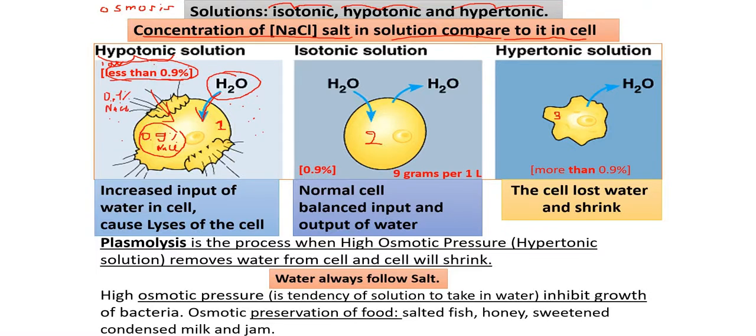And inside of the cell will be 0.9% of the salt. So we have less salt in here than inside of the cell. Outside of the cell 0.1, inside 0.9. So water is always moving to the higher concentration. How they say, water follows the salt.